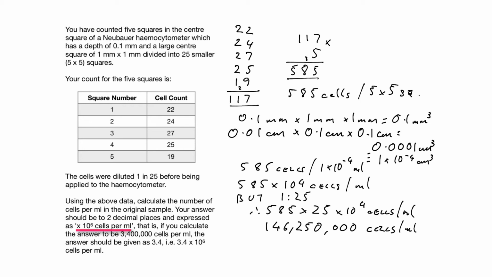Now the final thing to note is the question is asked for the value expressed as cells in 10 to the power of 6. So therefore 146,250,000 is in fact 146.25 times 10 to the 6 cells per mil. And that's it. That is how you work out the number of cells present in a solution using a cell count from a hemocytometer.